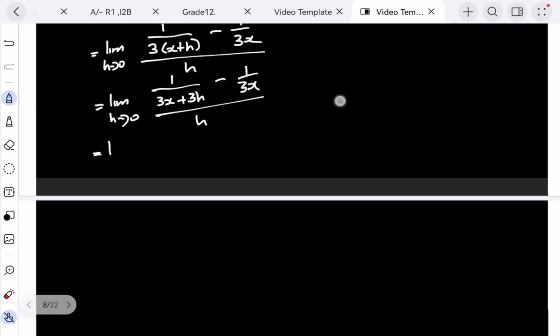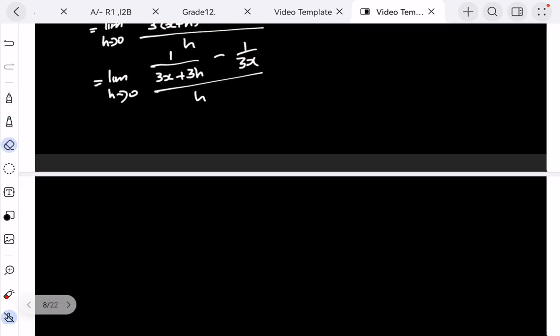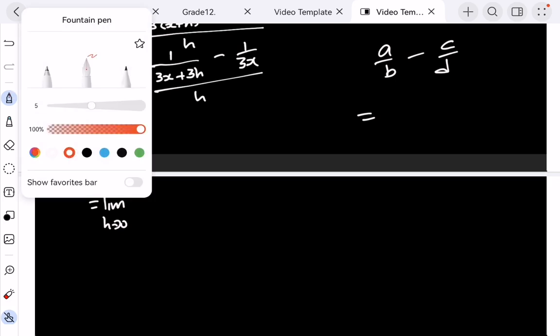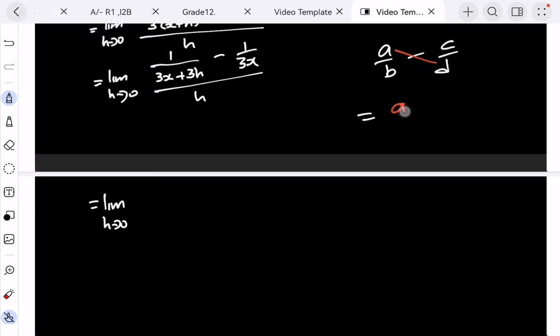Okay, I think I should go to another page for this one. We have limit h goes to 0. So guys, how do you do a fraction? Remember, if I have, let's say, a over b minus c over d, you have to what? First, you cross multiply a and d, which gives me ad. Then you say minus, that sign you have there. Then b and c give me cd. Then the denominators, you multiply them together as common denominator, get bd. That's what we are going to do.